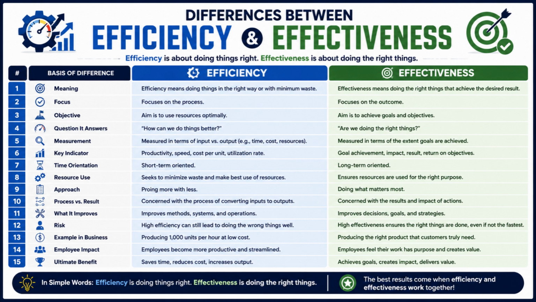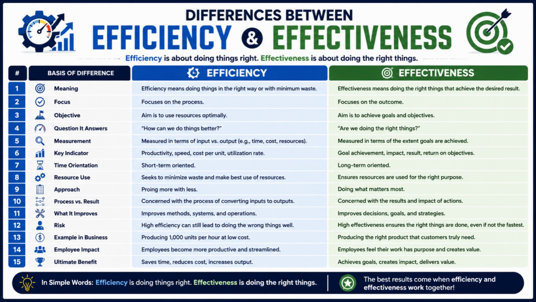Number 4. Efficiency answers the question, how can we do things better? Whereas effectiveness answers the question, are we doing the right things? Number 5. Efficiency is measured by comparing inputs and outputs such as time, cost, and resources, whereas effectiveness is measured by the extent to which goals are achieved.